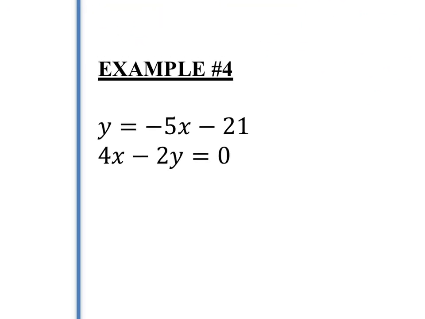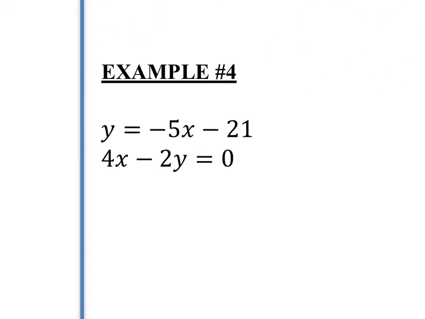Let's get through this here. So example 4, we have y equals negative 5x minus 21 and 4x minus 2y equals 0. So first things first, is x or y by itself in either of these equations? The answer is yes. We have y by itself. So we're going to take whatever y is equal to, and substitute it, because it's called substitution, into the other equation for y.